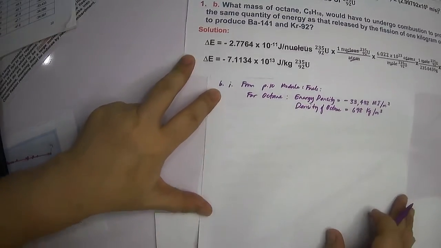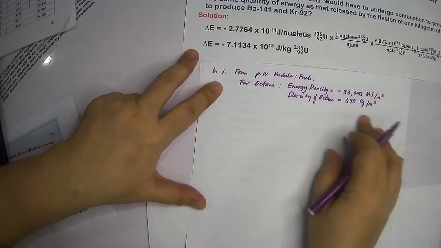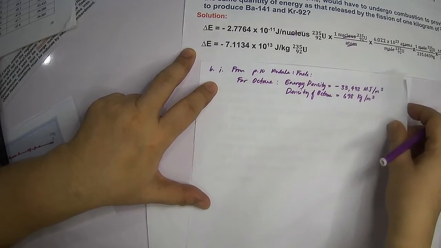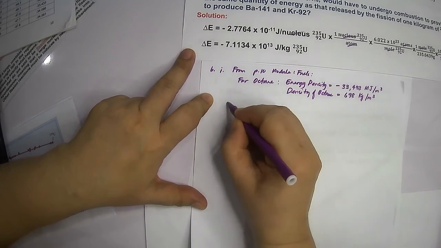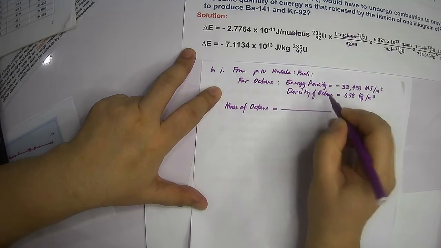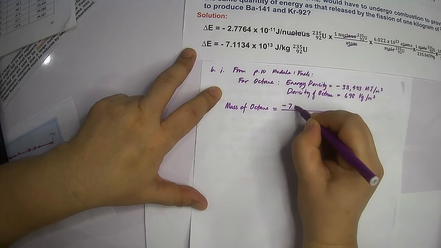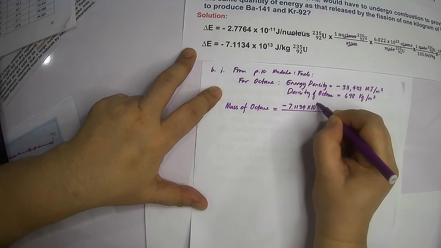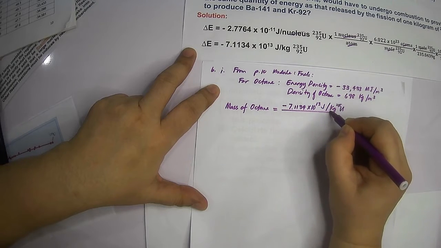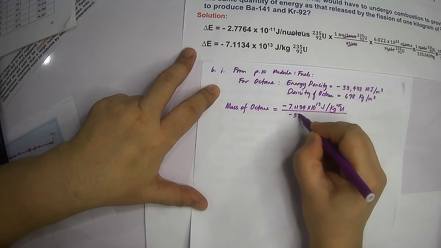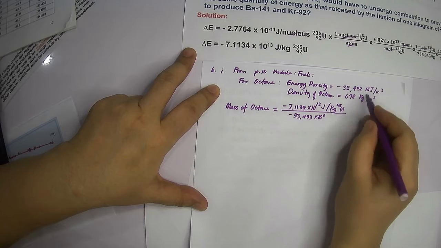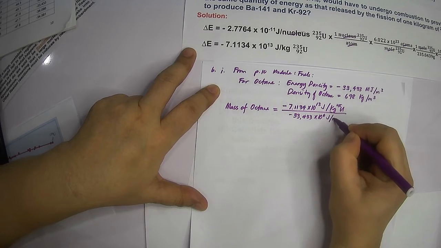Okay, so to get the mass of octane needed to burn, or to undergo combustion, we have to equate it to this energy, negative 7.134 times 10 to the 13 joule per kilogram of uranium-235. Then we have negative 33,433 times 10 to the 6. The prefix capital M is mega. That is 10 to the 6 joule per cubic meter.